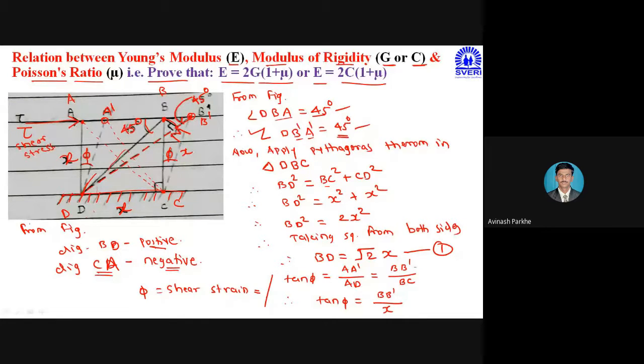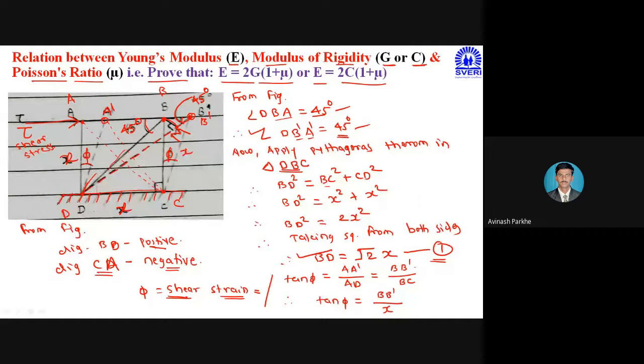Now I have to calculate the length of diagonal BD. For that calculation, I have applied the Pythagoras theorem in the triangle DBC, and by applying it I have calculated the value of diagonal BD, which is represented by equation number 1. Then we know the shear strain is indicated by phi. Here you will get two angles phi.